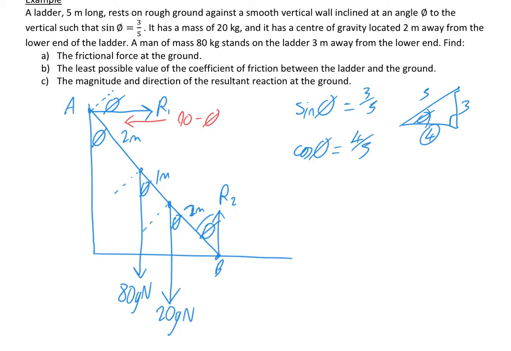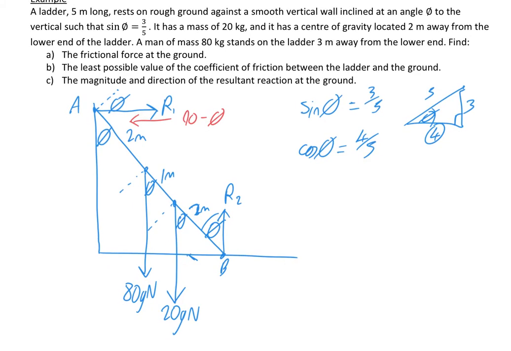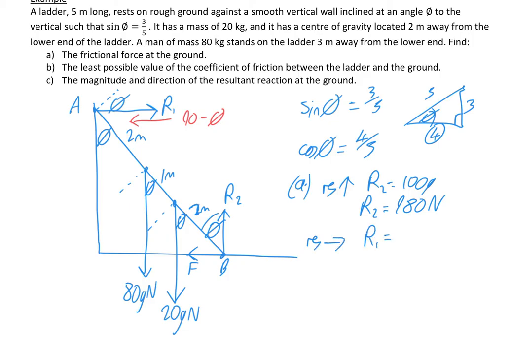Okay, now all you can do is you can resolve vertically, resolve horizontally, and that's it. Oh, forgot to put on my frictional force. There's my frictional force F here, going there. So find the frictional force on the ground. Okay, let's get cracking on this and see what we're going to do. So we will resolve vertically first of all. You're going to get going up, you've got your R2, and it's going to be equal to 100g. So R2 is going to be equal to 980 newtons. Okay. Resolve horizontally. R1 is equal to F, and then we go from there.